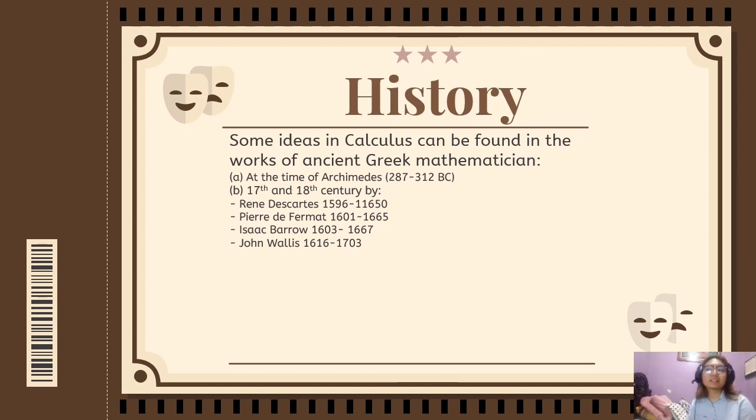the time of Archimedes, 287 to 212 BC, and in the 17th and 18th century by René Descartes, 1596 to 1650, Pierre de Fermat, 1601 to 1665, Isaac Barrow, 1603 to 1667, John Wallis, 1616 to 1703.